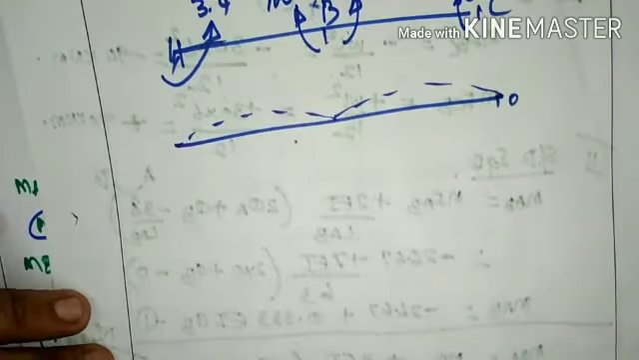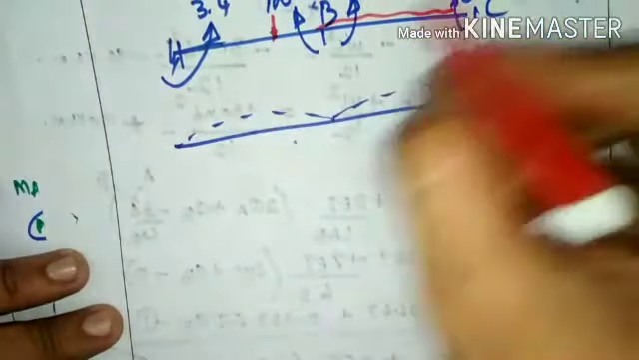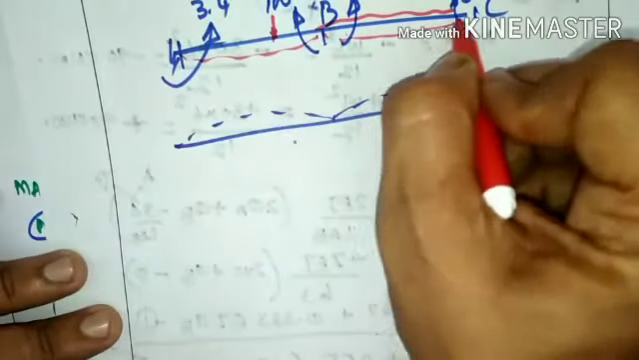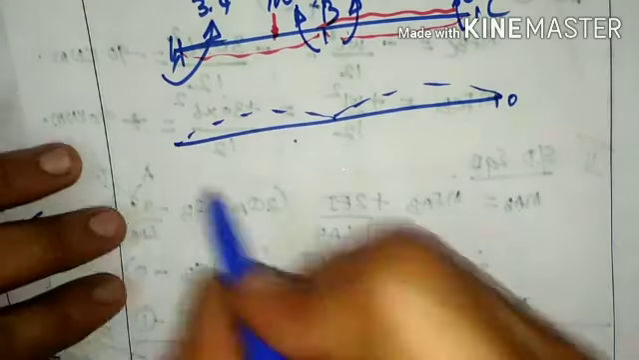Apart from that, it is also subjected to a point force here, and then it is subjected to a UDL. When it is subjected to a point force, it will move downward, and UDL also will move downward. So this particular bending moment diagram we shall try to represent here.